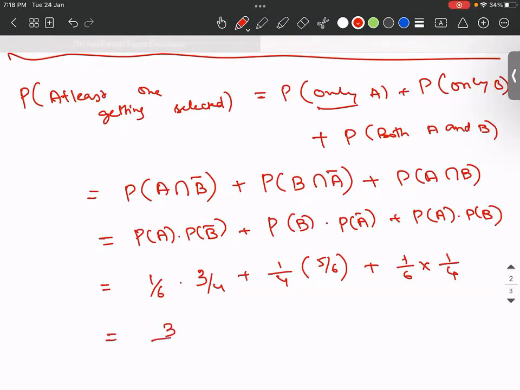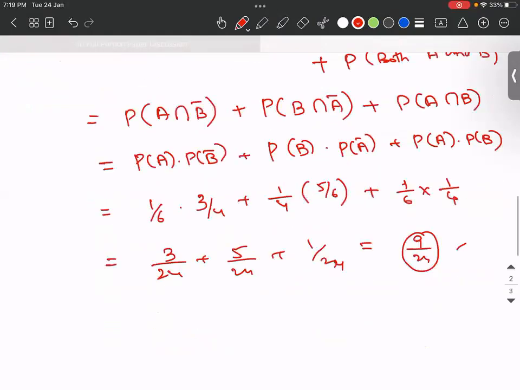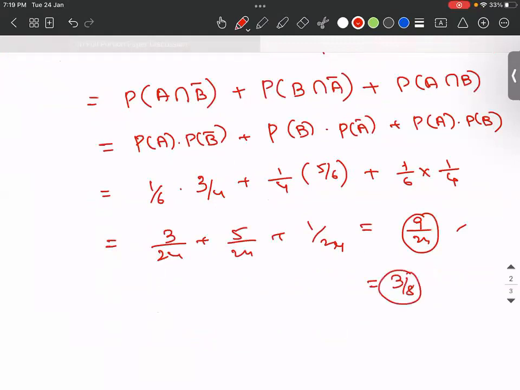So you will get 3 divided by 24 plus 5 divided by 24 plus 1 divided by 24. 5 plus 3 is 8, 8 plus 1 is 9. 9/24 should be the probability. Am I right? 9/24, when you write it in simplified form, 3/8. Clear?